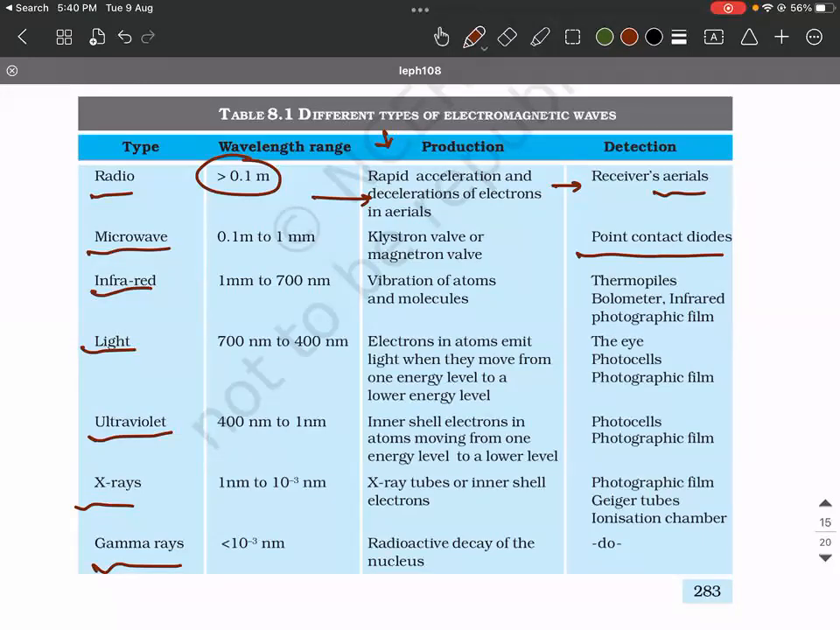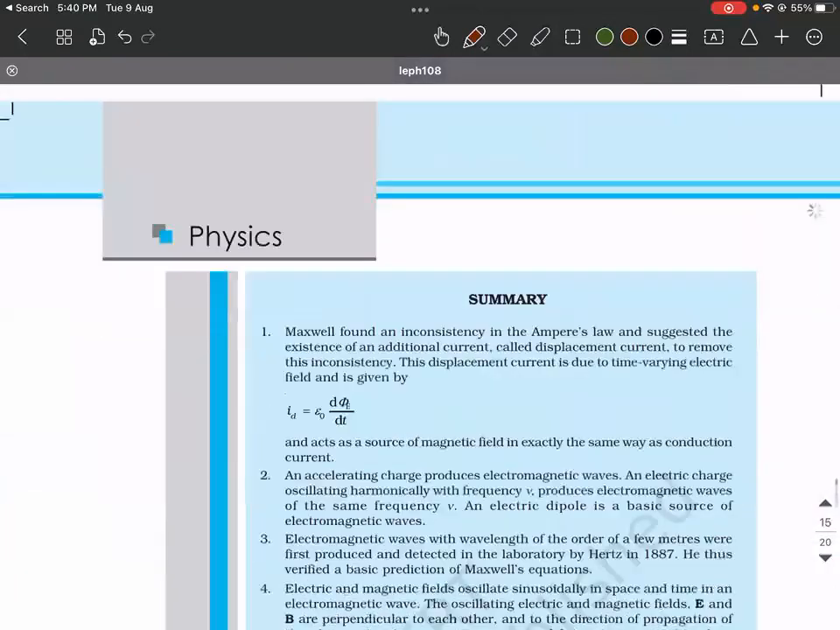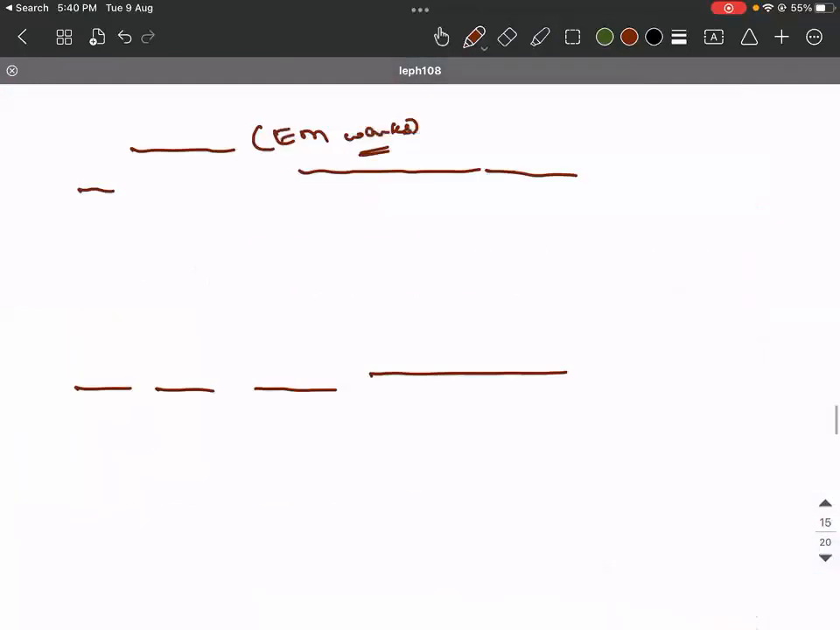Mostly, they might not ask you the range and frequency directly. They will say, give an application of an electromagnetic wave whose frequency range is this value. You should know which wave it corresponds to, and only then can you mention the use. So in this chapter, mostly the questions are based on this point only. Problems are actually less, but mostly they ask only from this data set. Is that clear? So make a note of this point.